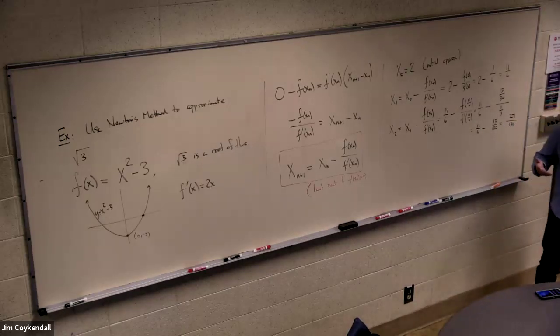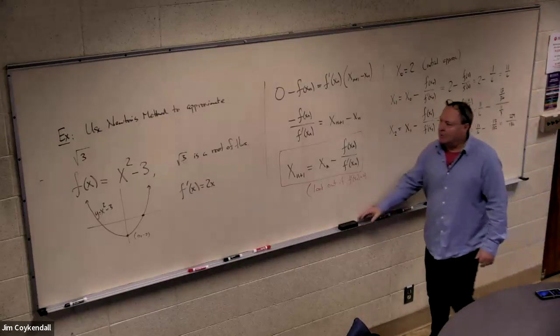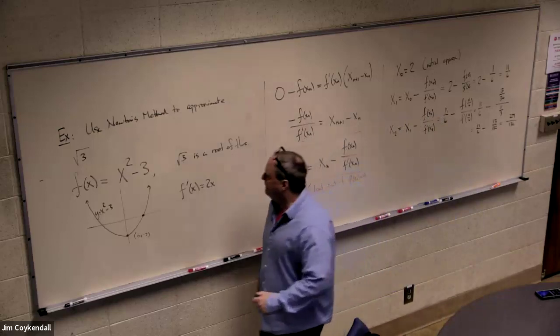Actually, for a lot of simple functions like this, when you do this method, every time you iterate, it tends to double the number of correct decimal places, which is pretty good if you think about it, right? We had one here, then two here. Next time I would expect to be up to four decimal places.